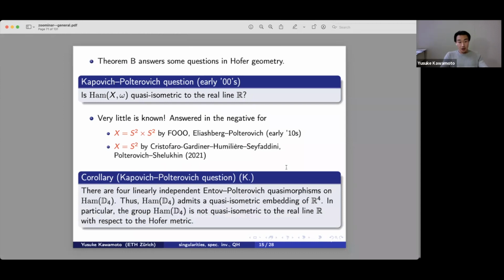And a corollary of, so it's not an immediate corollary once again, but by using some other techniques and combining with the theorem B that I just mentioned, you can find 4 linearly independent Entov-Polterovich quasimorphisms on Ham of D4. And thus you can find a quasi-isometric embedding of R4 into Ham of D4, which answers the Kapovich-Polterovich question in the negative. Okay.